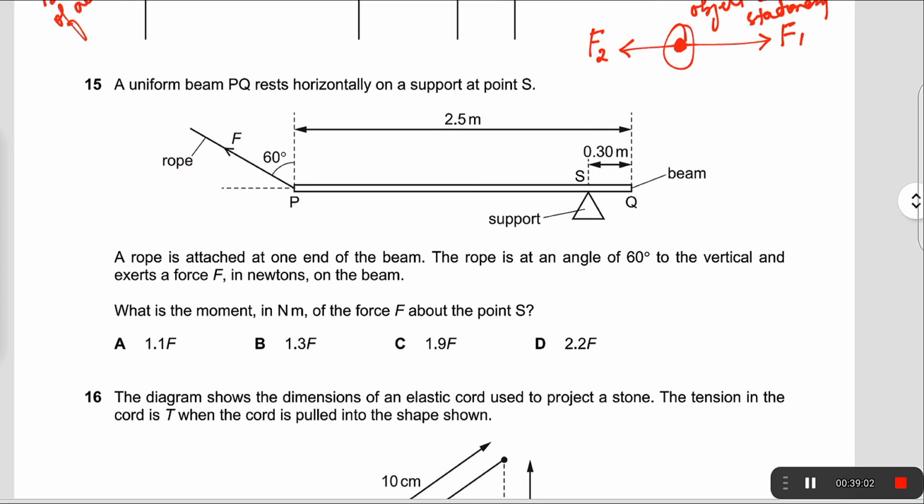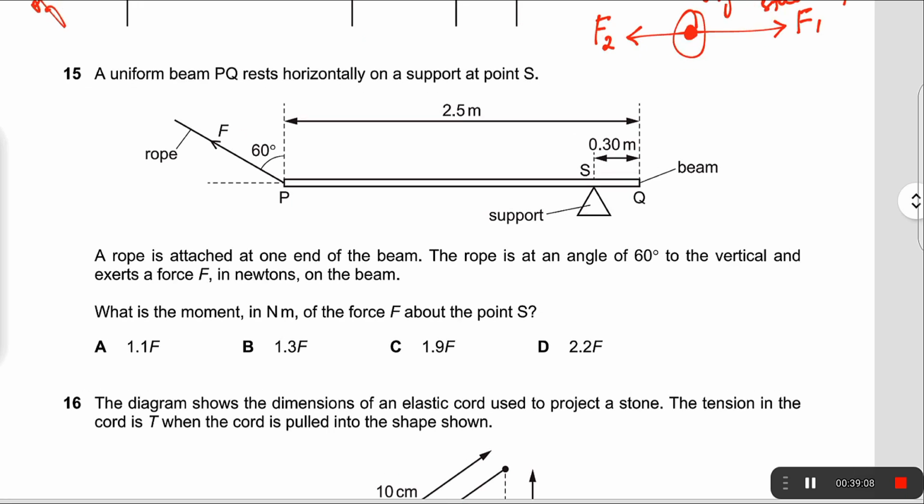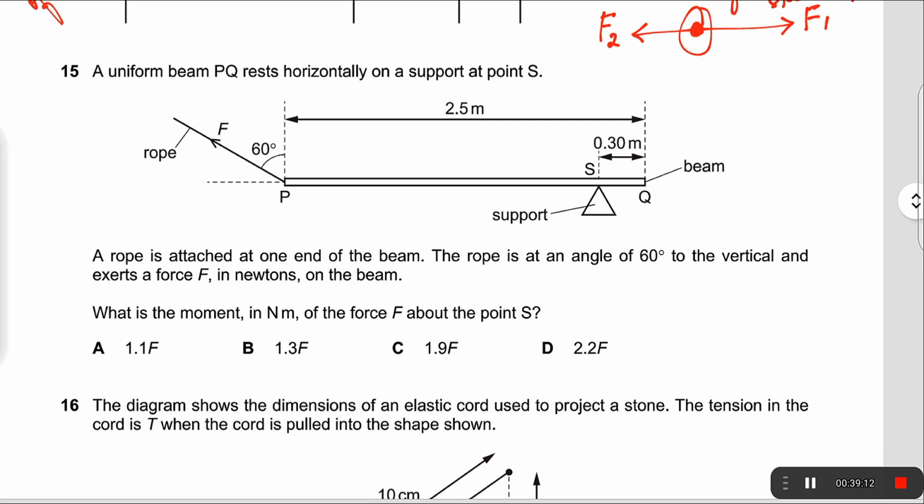Now there is the 15th question. So we will complete this video, and after that I will make another video to explain other questions. A uniform beam PQ rests horizontally on a support S. This is the support S, you know. A rope is attached at one end of the beam. The rope is at an angle of 60 degrees to the vertical and exerts a force F in Newton on this. You know, this force is acting at an incline, so it is definitely resolved into two components. This will be F cos theta, that is 60 degrees, and this will be F sin 60 degrees.